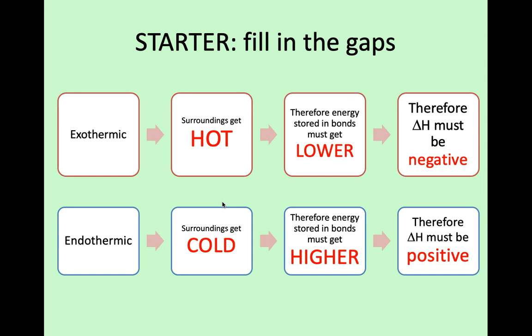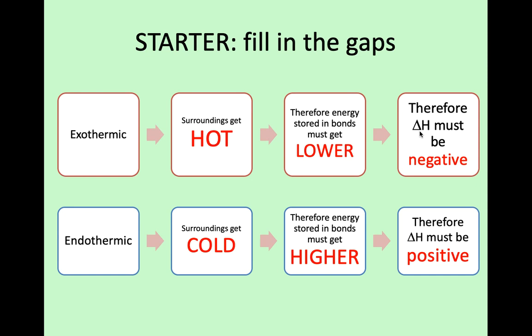If you have an exothermic reaction, then the surroundings must get hotter because it's exothermic. Therefore, the energy stored in the bonds, or the total bond energies in the chemical system, must have got lower throughout the course of the reaction. Therefore, this new thing here, delta H, means the change in energy. The change in energy between the reactants and the products must be negative, because your products have less energy in them than they started with. That's evident in the fact that your surroundings have got hotter.